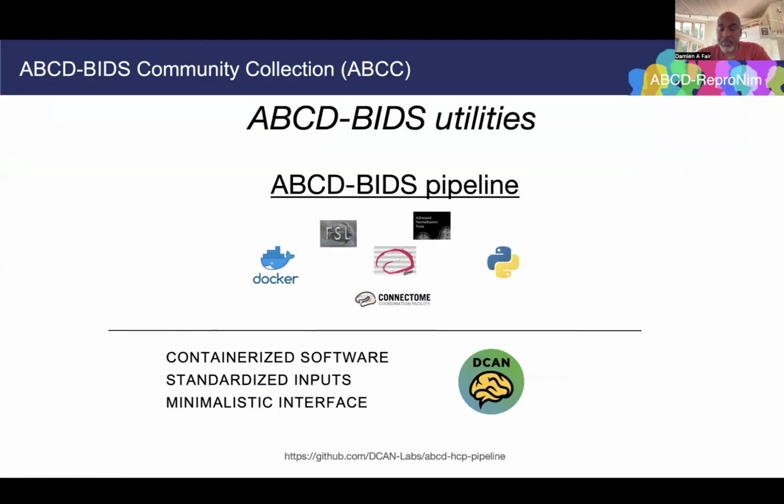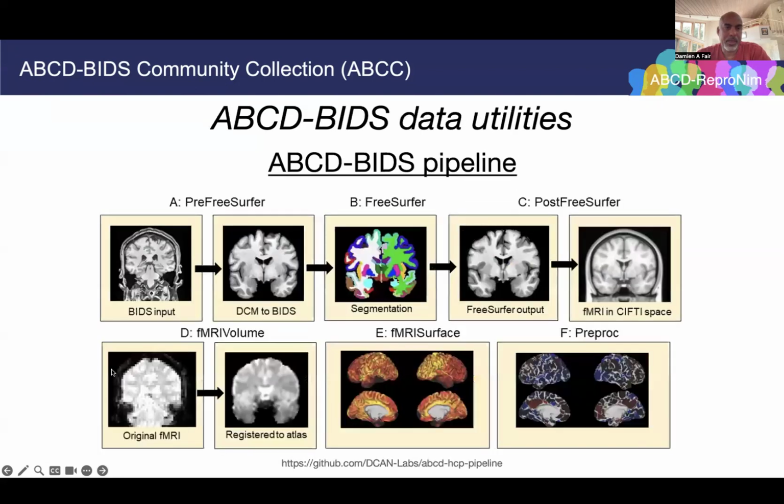There are several pipelines and utilities related to ABCC, but I'll highlight a few here. They're using common standard tools. Everything's typically Dockerized, with standard outputs, a minimalist interface, etc. Just as one example, the ABCD-BIDS or ABCD-HCP pipeline is based on the HCP pipelines that do FreeSurfer, PostFreeSurfer, volumes, surface, and then several aspects of preprocessing.